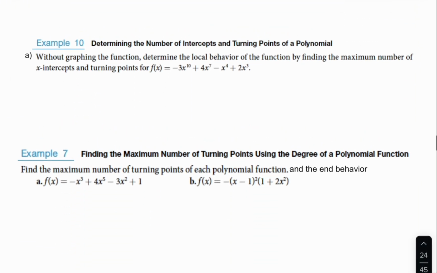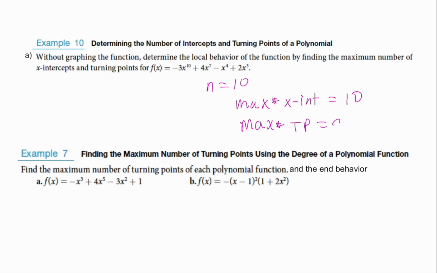So here, if it says, without graphing, determine the local behavior of the function by finding the max number of x-intercepts and turning points. So this is how easy this is. The degree is 10. The maximum x-intercepts I'll ever have is 10. The maximum number of turning points I will ever have is 9. Now, that means the most I'll ever hit the x-axis is 10 times. It's rare that it's that many. The max number of hills and valleys I'll ever have is 9.